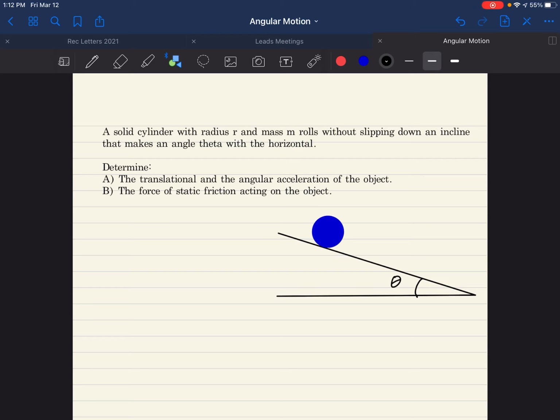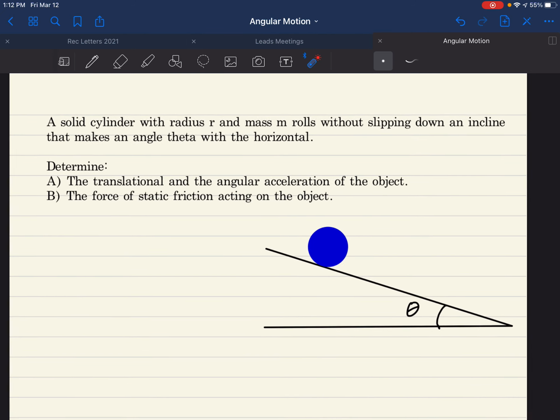All right, so let's go ahead and do an example. This example has to do with rolling without slipping. So I'm just going to work through this, and hopefully you'll be able to apply this understanding to some of your tasks later in the lesson.